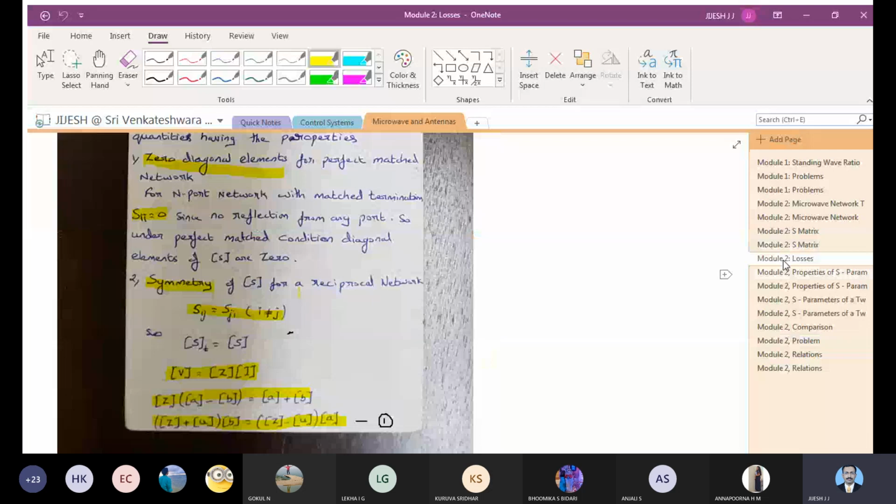By using the general equation, B is equal to S into A, we have to just write it in terms of the general equation. We have written that as B1 and B2. You have already studied these equations for B1 and B2. B1 can be represented as S11A1 plus S12A2, and B2 can be represented as S21A1 plus S22A2. By using these two equations, now we need to further simplify. Complete it till here, then we will continue.